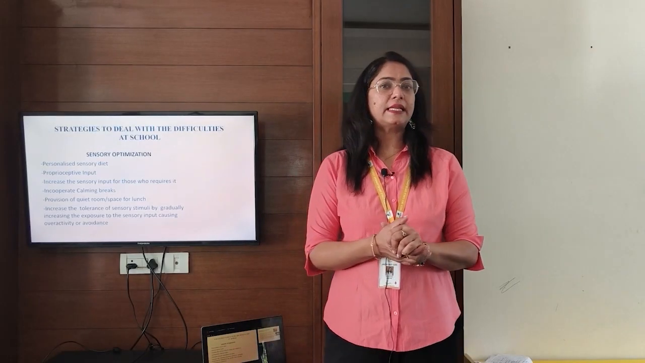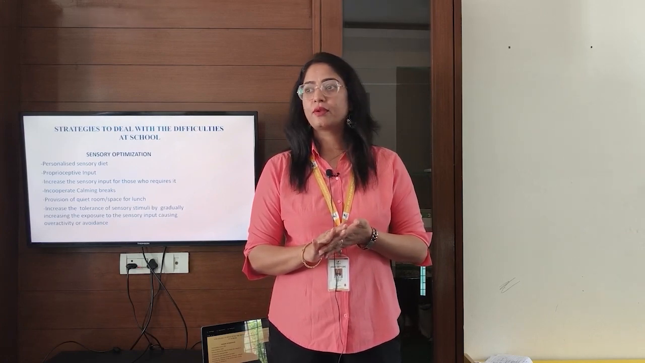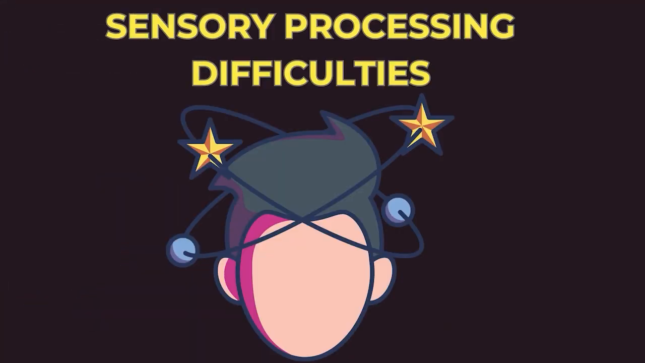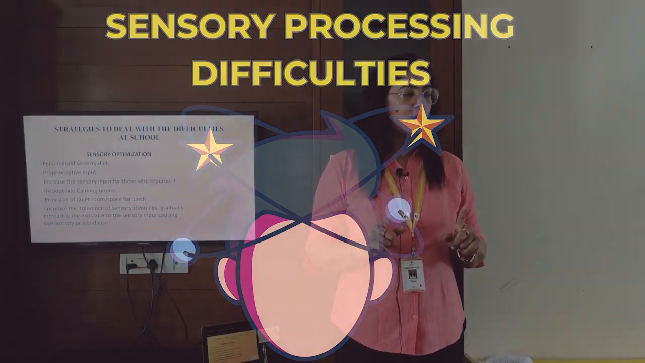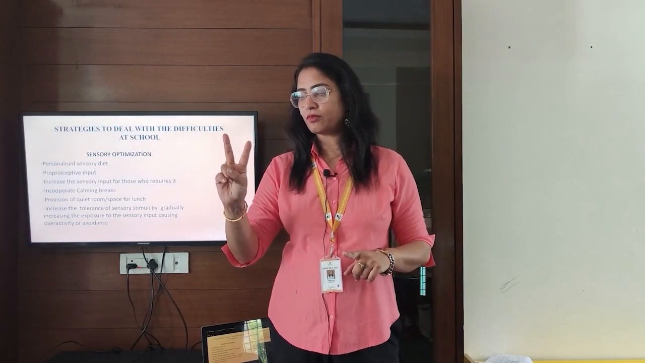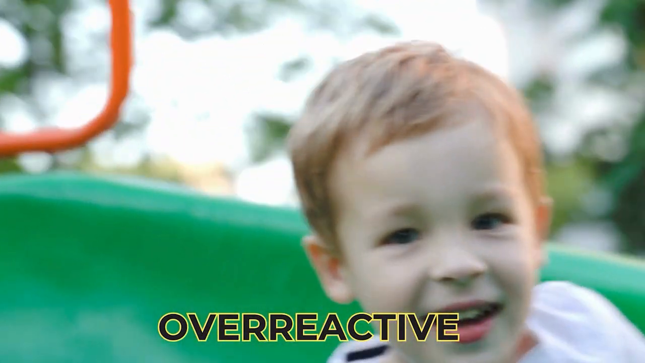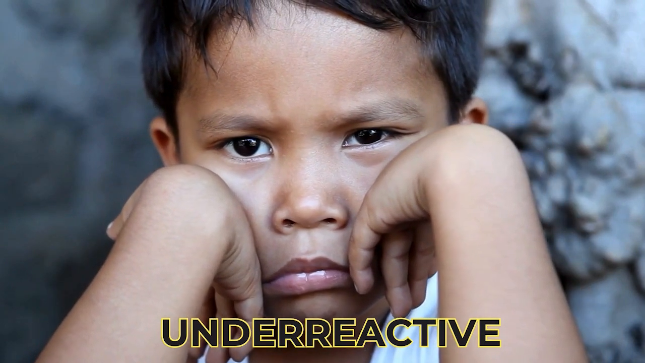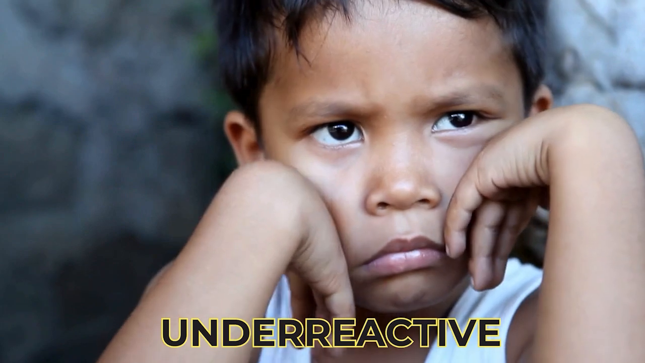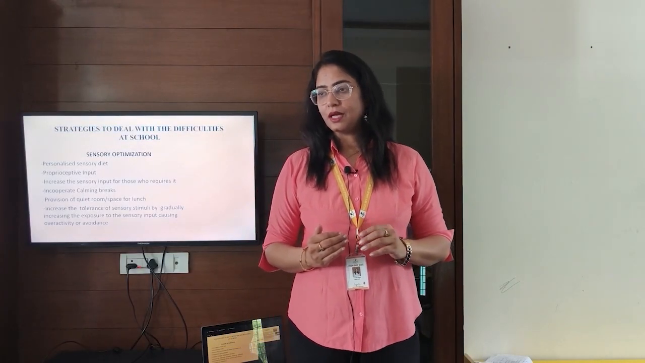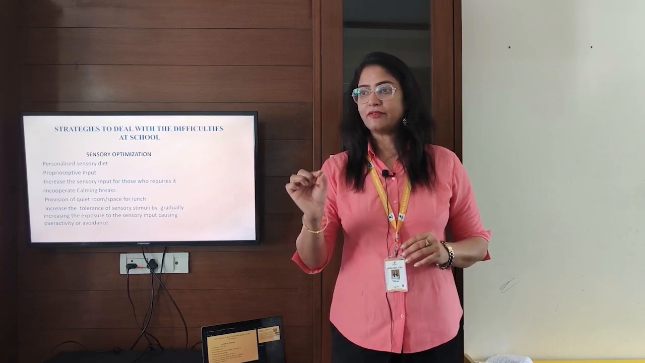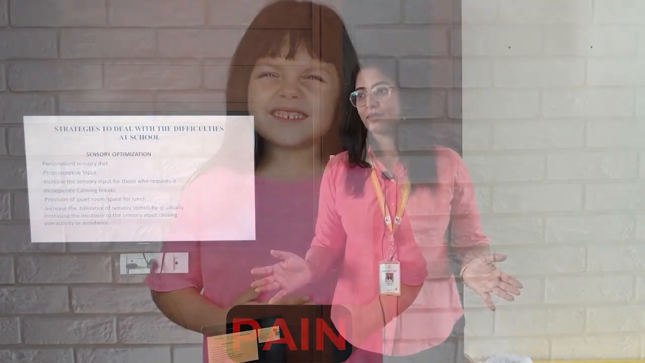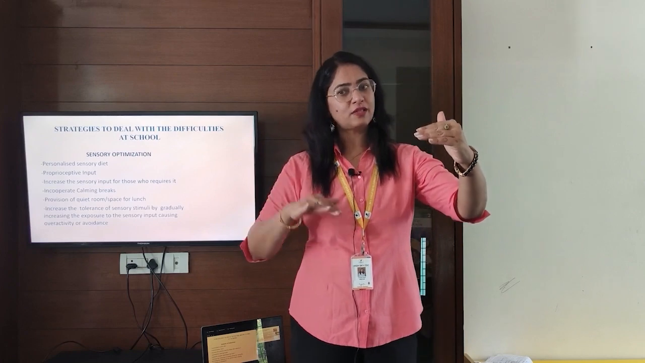Now sensory optimization. So in my last training session, I explained about sensory processing difficulties based on 8 senses, right? You remember? Now again, 2 things are there. If you remember what I told, the child could be overreactive, the child could be underreactive. If the child is overreactive, he is very sensitive to any small sensory input also. For example, even if you are touching your child, he will show the expression as if he is overwhelmed because of pain, even though there is no pain. So it is overreactivity to any kind of sensory stimuli.